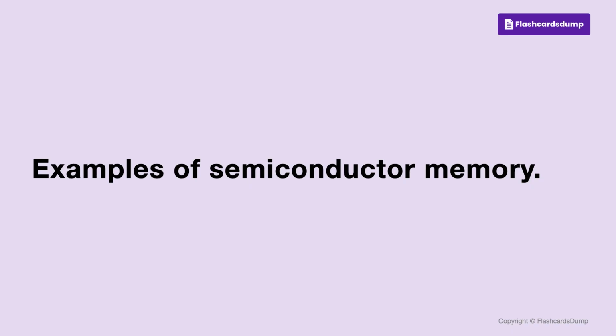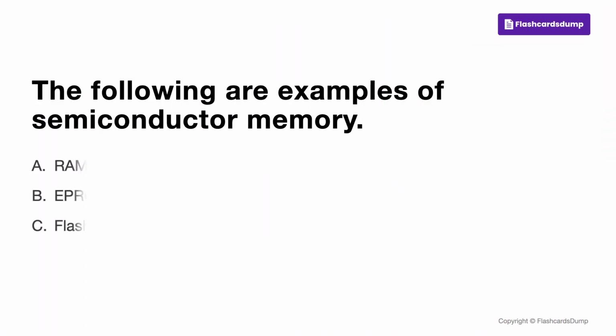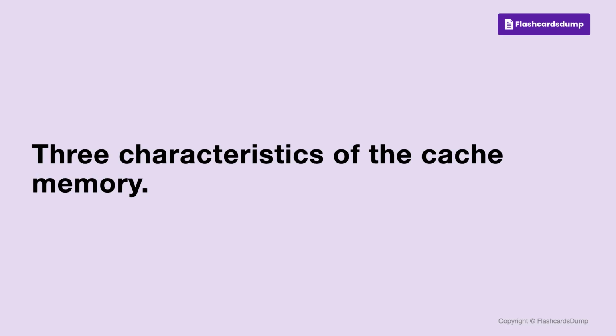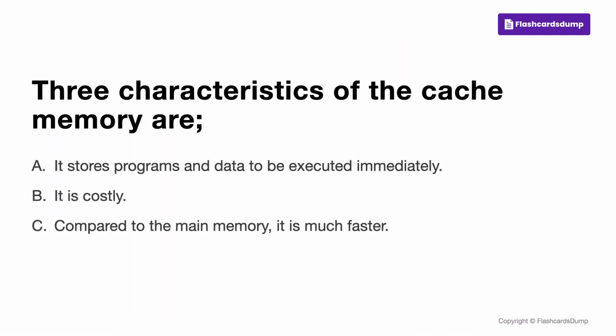The following are examples of semiconductor memory: RAM and ROM, EPROM, and flash memory. Three characteristics of the cache memory are: it stores programs and data to be executed immediately. It is costly. And, compared to the main memory, it is much faster.